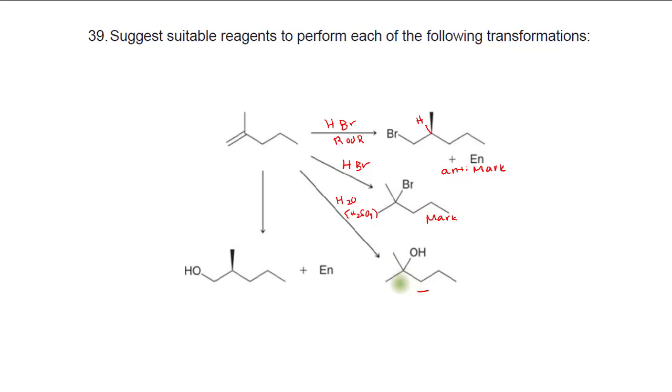You could also use Hg acetate with water and NaBH4. And here we're giving an alcohol on the end, or the anti-Markovnikov. So this will be the BH3, THF, and H2O2, sodium hydroxide.